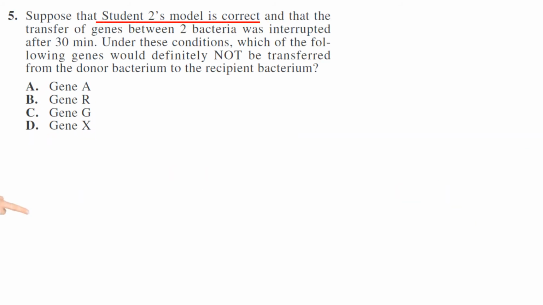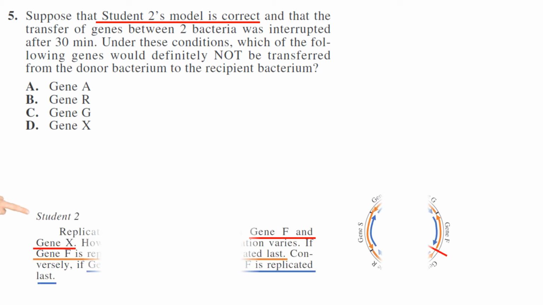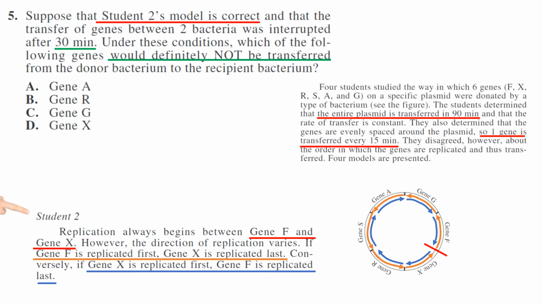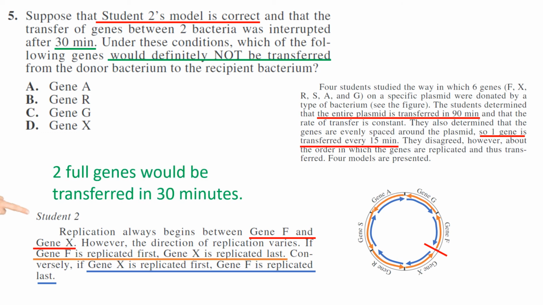Suppose that student 2's model is correct. So find student 2, make sure you're looking at the correct one, put your finger on it. The transfer of genes between 2 bacteria was interrupted after 30 minutes. So again, 15 minutes per gene. They don't disagree about timing. So 2 genes will be transferred in 30 minutes, which would not be. So this one, they could go either direction according to student 2. So X, R, G, F. So R, G, and X are transferred. A would definitely not be, so the answer is A.